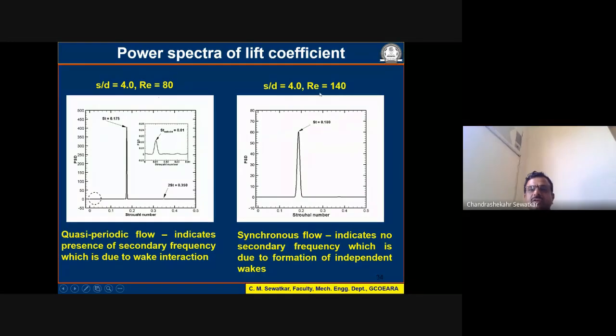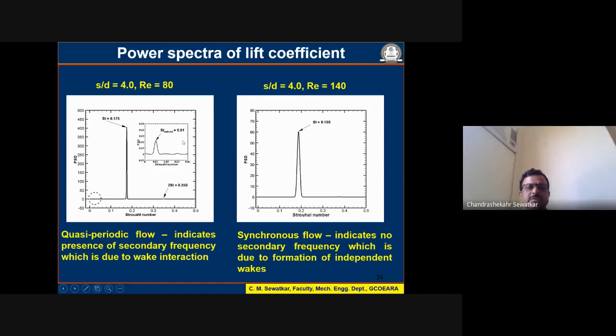So you can see, even with increase in the Reynolds number, at the same spacing, but Reynolds number is different, we have a synchronous flow. We have looked at the effect of Reynolds number also. We have varied the Reynolds number. Here we have two frequencies. There is a small peak in the power spectra.